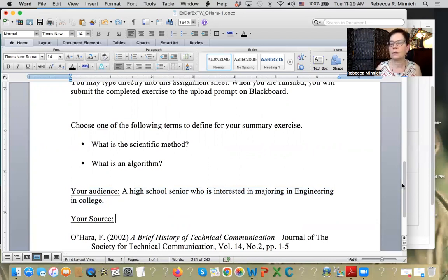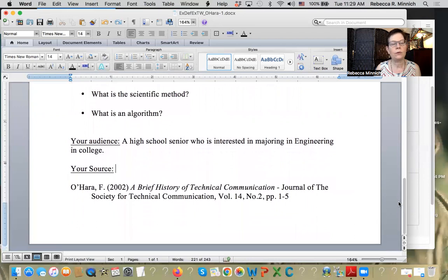Your source is laid out down below. So this is the way it would look on an APA formatted works cited page. For now, you can just copy and paste it at the end of the exercise, but pay close attention to this. We're going to be looking at it in the next video, how to format these sources for your works cited page. So that's it. I'm going to turn off screen sharing for now. That is what is due this Friday.